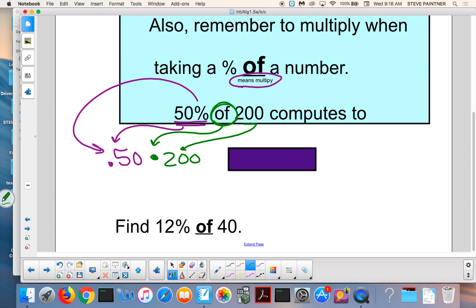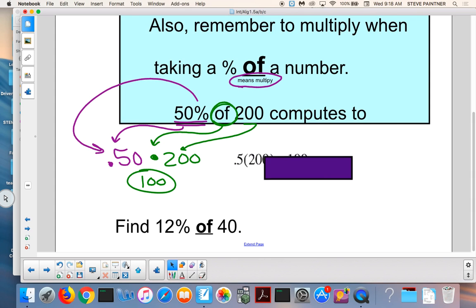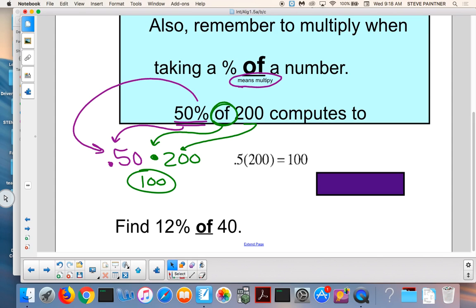You take that times that, and you get what? You get 100. Okay, I showed my work right here. I know I covered it up on you, but that's the work you need to show on paper, right? Yes? Now that's such an easy problem. 50% of any number is half of the number. Half of 200 is 100.